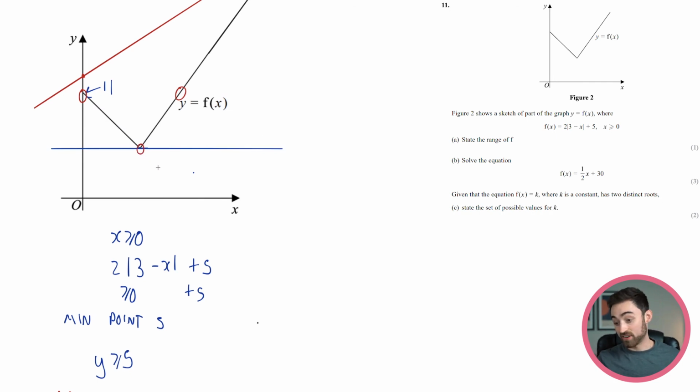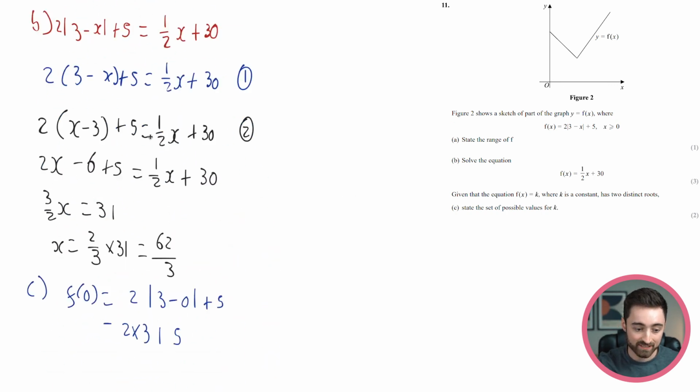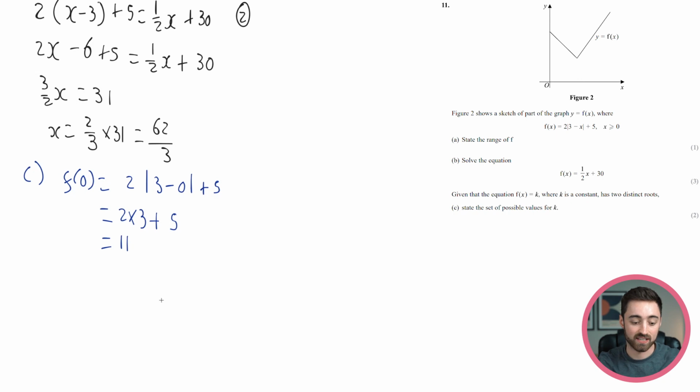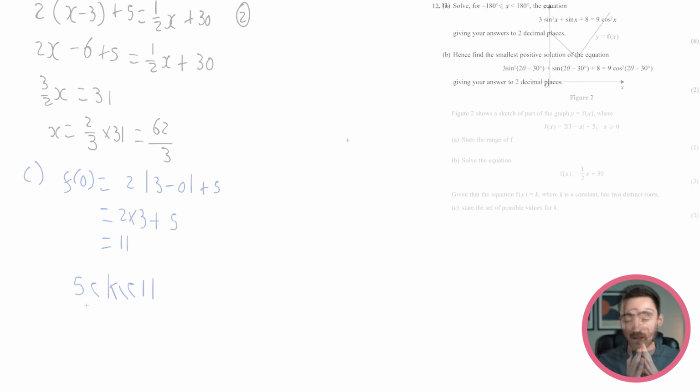So I think for it to have 2 distinct roots, it's going to be less than or equal to 11, but it has to be strictly greater than 5. So I think that the answer to this question is k is less than or equal to 11, but strictly greater than 5.